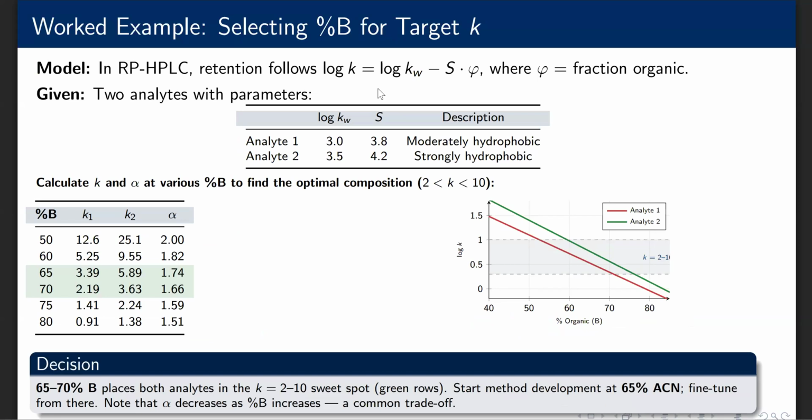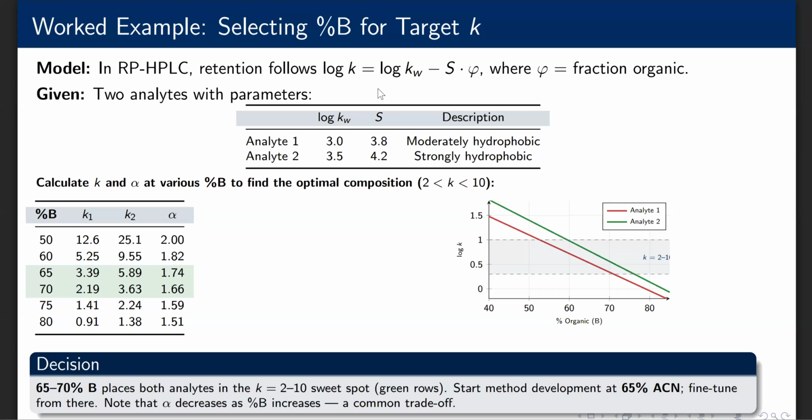This is a practical method development exercise using the linear solvent strength model. The model says log K equals log Kw minus S times the fraction organic, where log Kw is the retention in pure water and S is the solvent strength parameter. We have 2 analytes with different log Kw and S values. The table below shows predicted K and alpha at various percent organic compositions.